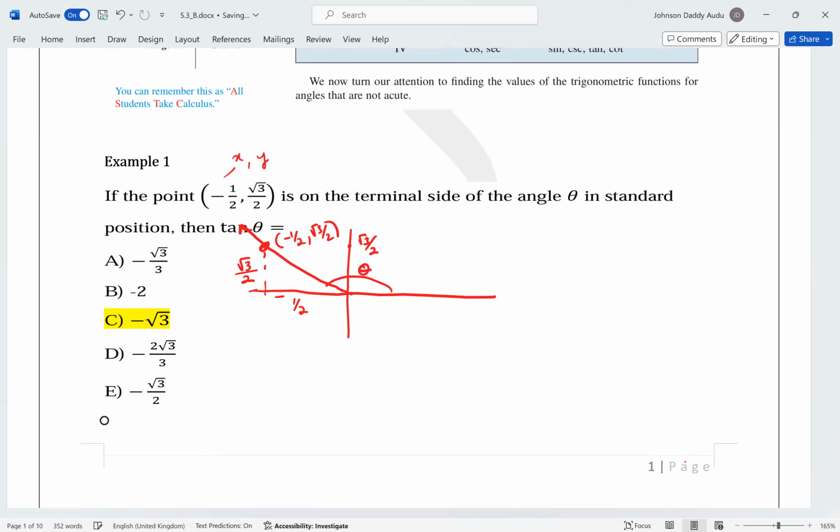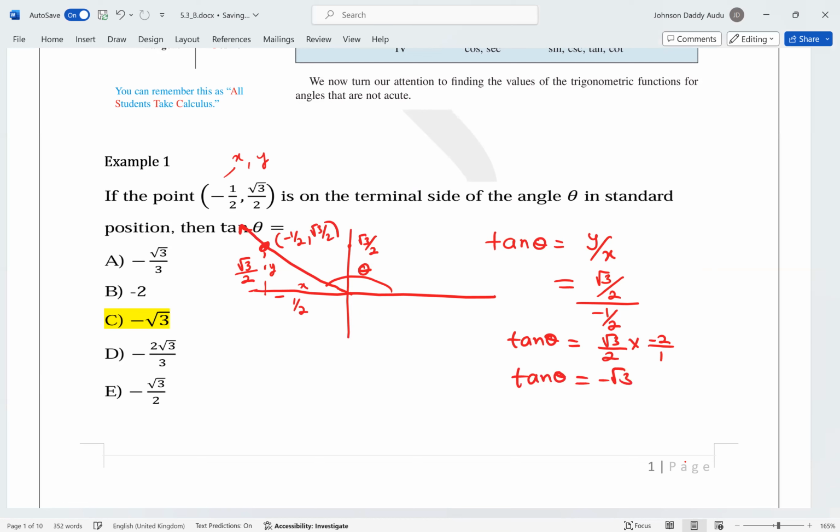And now you can have your theta in standard position. Here, what do we want to find? We want to find tan theta, right? Remember, tan theta is y over x. In this case, y is this distance here, and this is x. So tan theta is root 3 over 2 divided by minus half. We get root 3 over 2 times minus 2 over 1. So tan theta is just minus root 3.